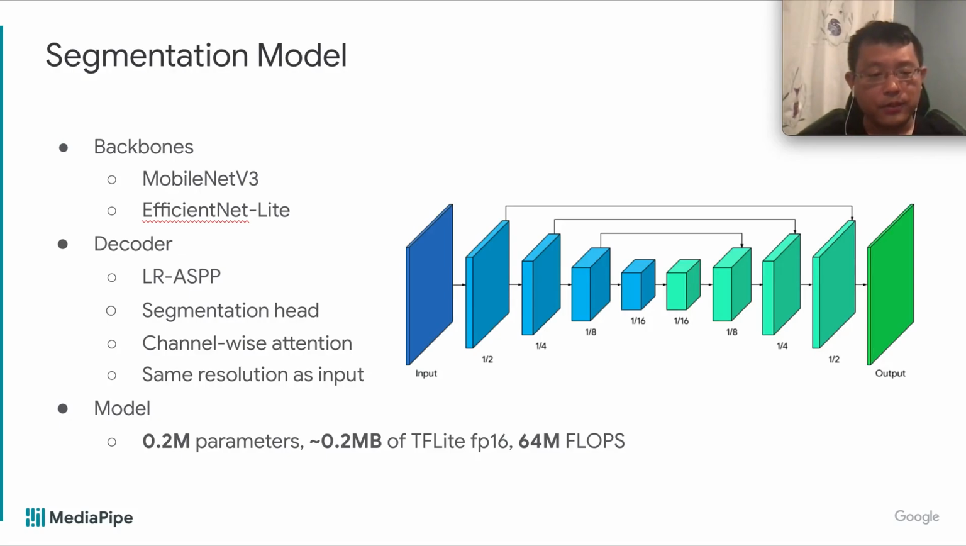The background features adopt a segmentation model to separate the person from the scene. For backbones, MobileNet v3 and EfficientNet are good candidates for on-device ML. To make the model run faster, we compress the model by searching the trade-off between quality and speed. We use the LR-ASPP block from MobileNet v3 in our decoder and build a segmentation head with channel-wise attention, which outputs the same resolution as the input.